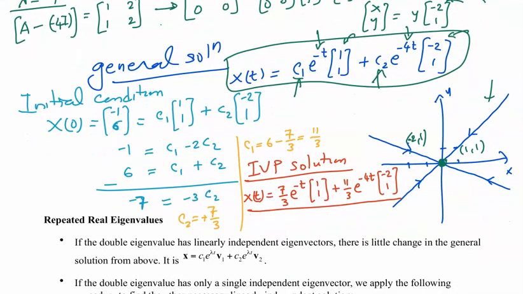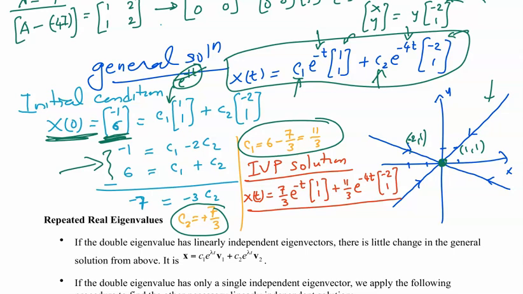Now, the initial condition: when t is 0, you have -1, 6 that's given. When I plug in t equal to 0, the e to the power of negative t term disappears, that's 1, so that's going to disappear. And you have 2 equations. You solve it, and you get C2, you got this. C1, you got 11/3. Just plug in there, and you get the solution.